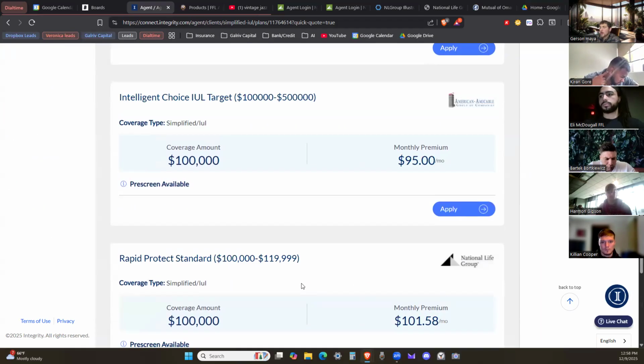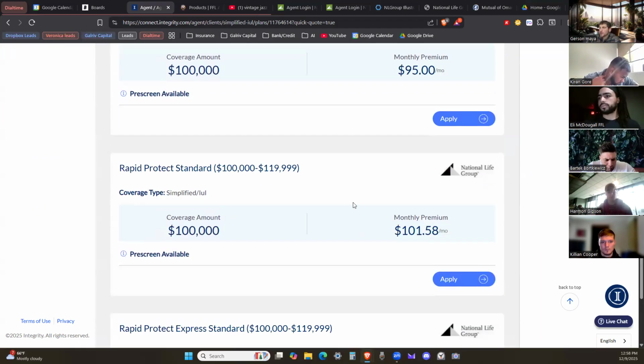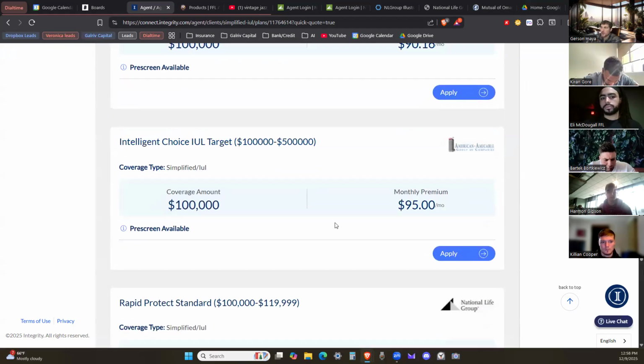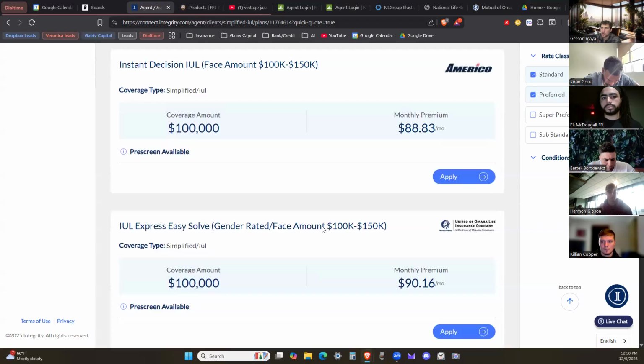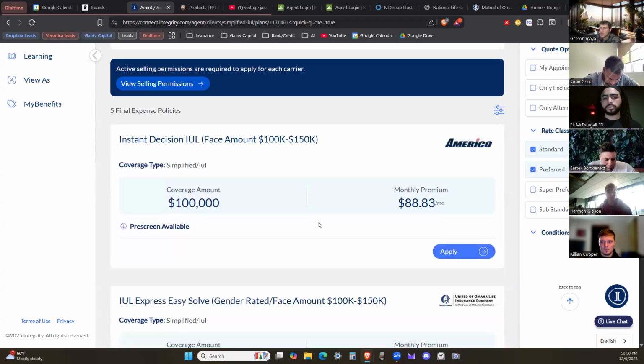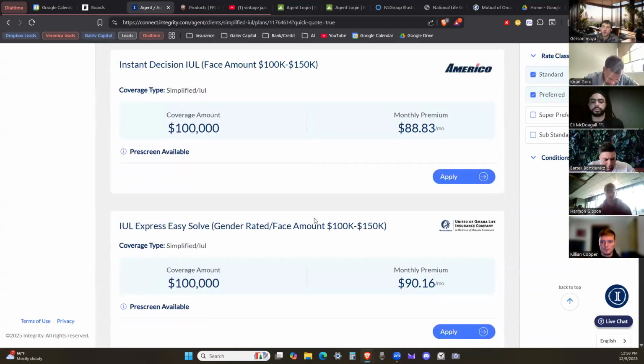Honestly, I haven't written any NLG Rapid Protect, because if I'm going to do an easy solve value, they're not focused on the cash value. I'll just get them a Mutual or an Americo. It doesn't matter to me. But now they're looking for something like the minimum death benefit and max cash value, looking to use this as an investment vehicle for retirement.